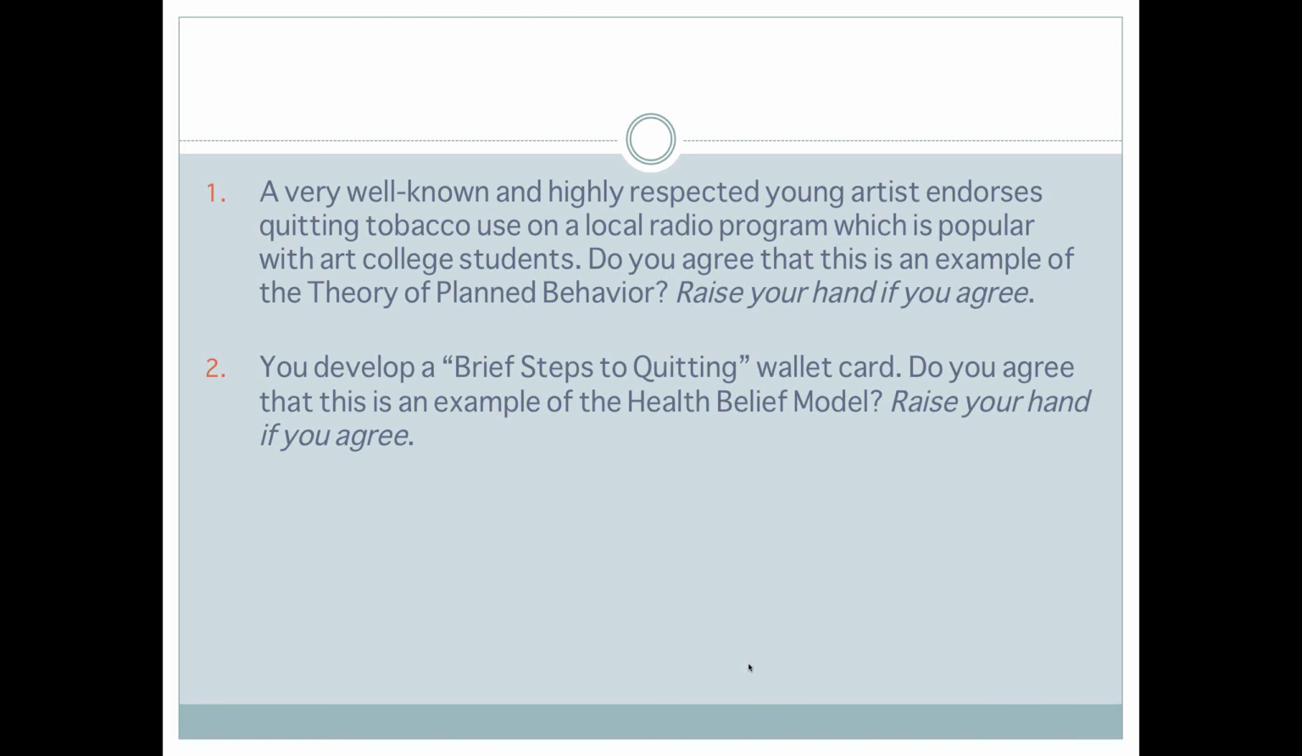Statement number one: a very well-known and highly respected young artist endorses quitting tobacco use on a local radio program, which is popular with art college students on that campus. Do you agree that this is an example of the theory of planned behavior? Raise your hand if you agree.